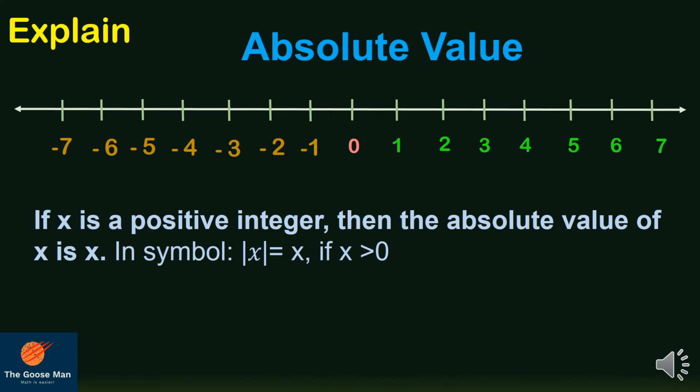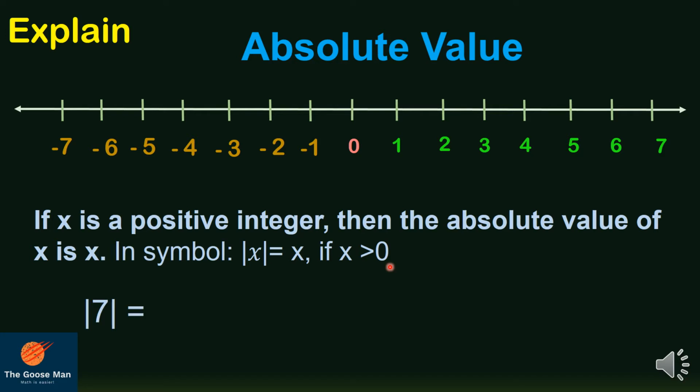To explain further the absolute value, let's have this concept. If x is a positive integer, then the absolute value of x is x. In symbol, the absolute value of x is equal to x provided that x is greater than 0. It means it is positive.